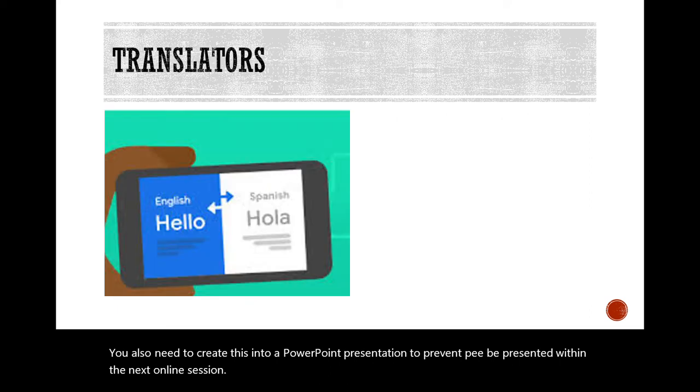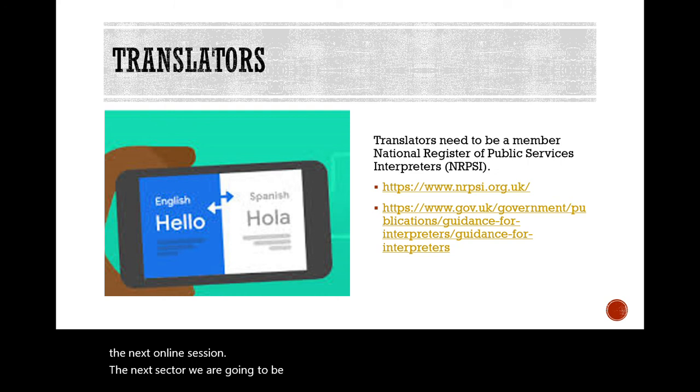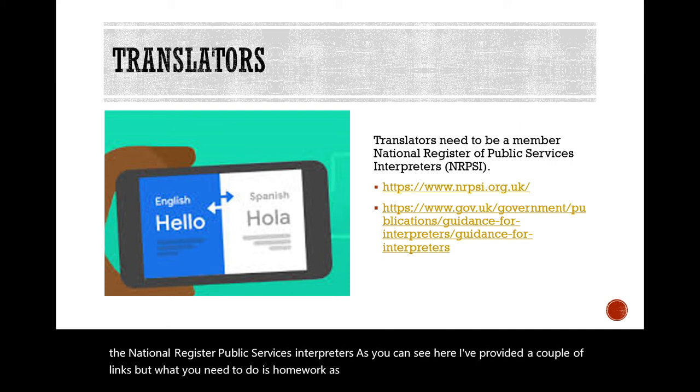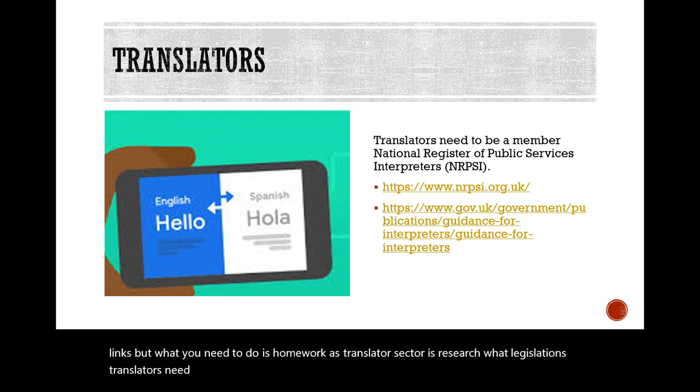The next sector we're going to be looking at is translators. Translators need to be a member of the National Register of Public Service Interpreters. As you can see here, I've provided a couple of links, but what you need to do as homework as a translator is research what legislation translators need to comply to, and again, present this within a PowerPoint presentation in the next session.